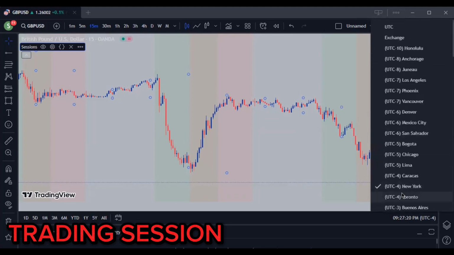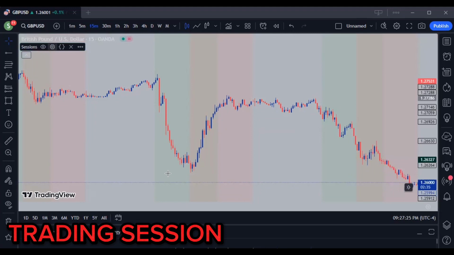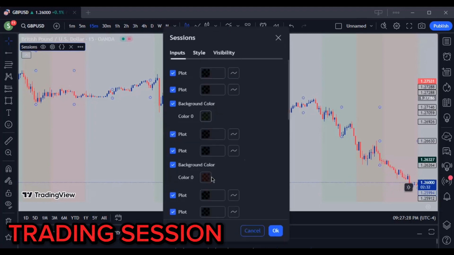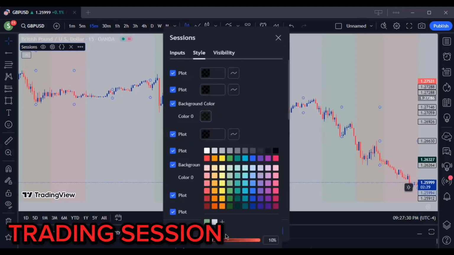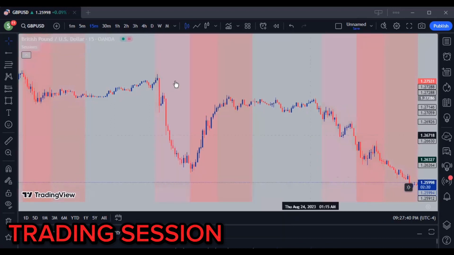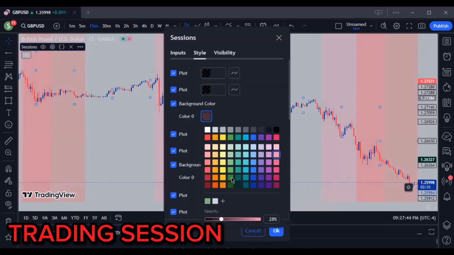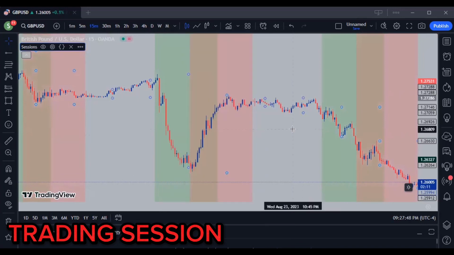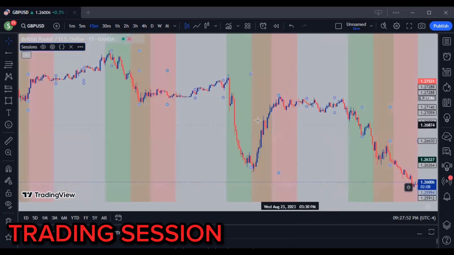But me, I'm currently using New York time, which is UTC-4. So that's what I use. And once you set it, it's going to be something like this. But let's make the color a little bit bolder. Good. Then London, the same thing. So there you have it. Sorry, I made a mistake on the London. So here you have your indicator set.